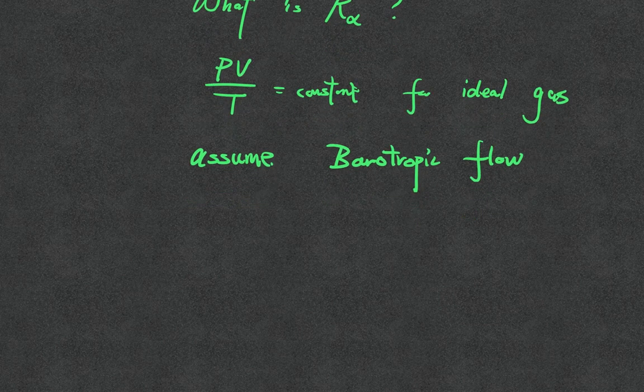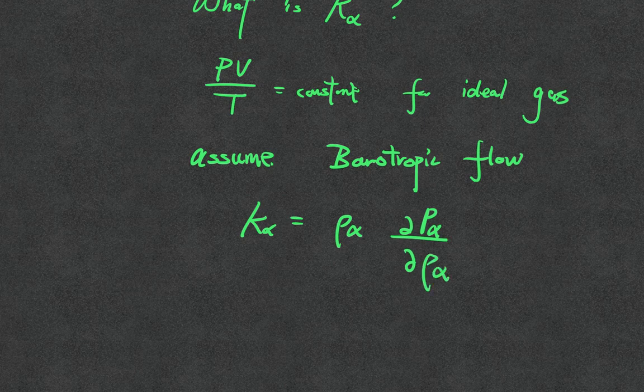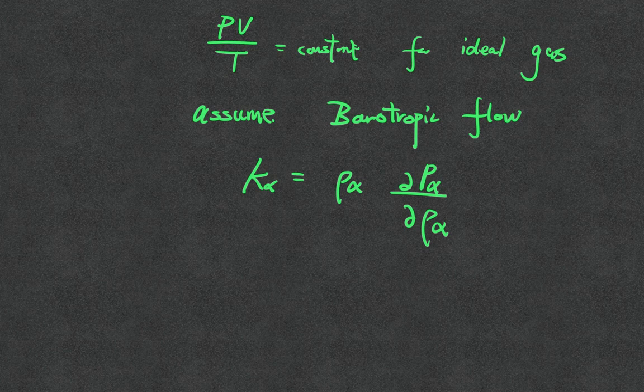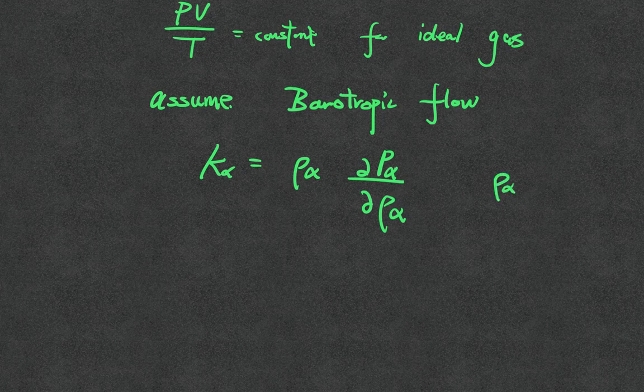So in these definitions, where the temperature is taken out of the picture, K alpha is simply rho alpha times the partial derivative of the pressure for the alpha phase with respect to the change of the density, intrinsic density in this case, which is actually equal to m of alpha divided by v of alpha. Intrinsic, not the partial. That is very important.